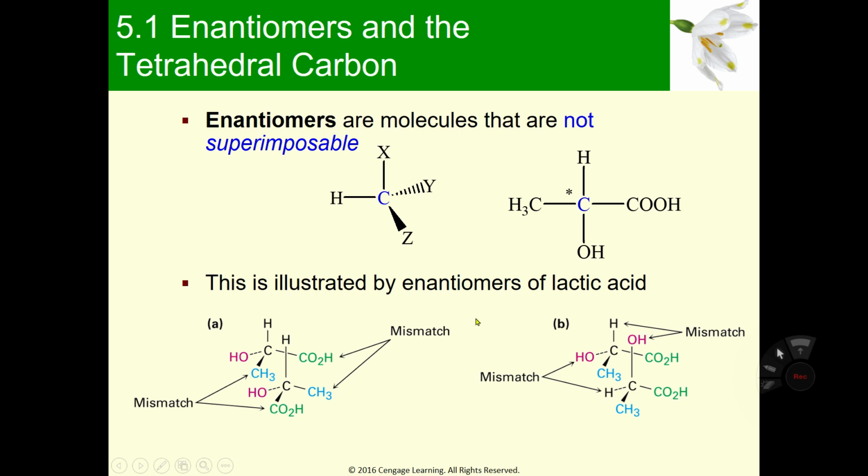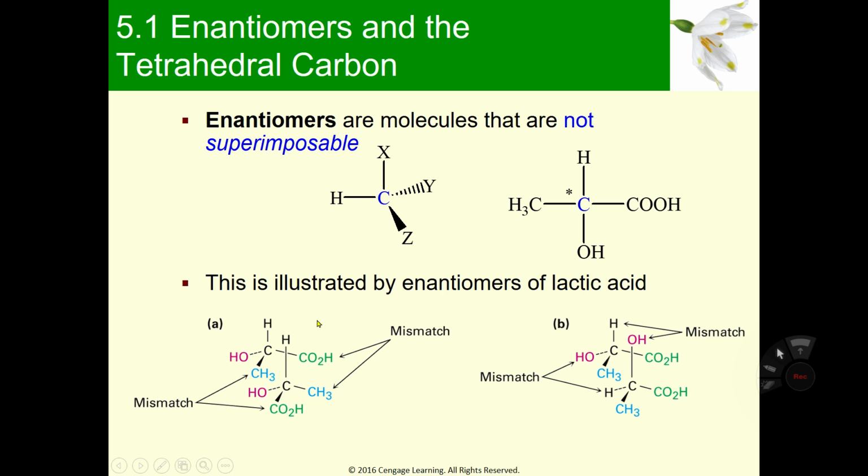Let's take a real example of this kind of compound. Lactic acid is one example. You have a CH3, CHOH, and CO2H. Now, if you look at this carbon, you can immediately tell all four groups are different from each other. In this case, we can think about the mirror image.